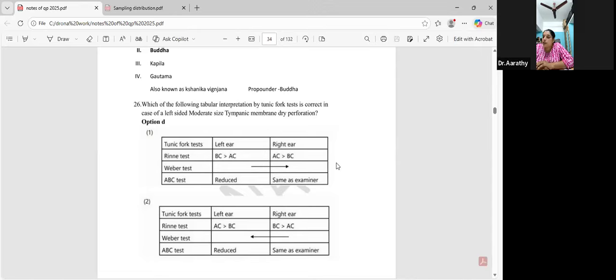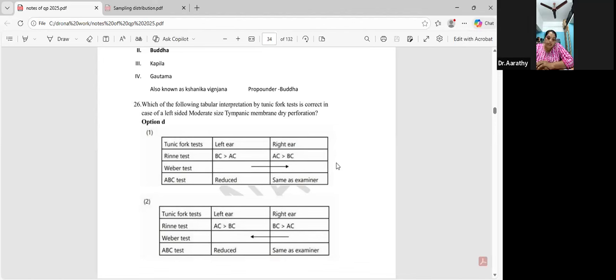With that point, you can omit option number 2. Now you have 3 options. And the right ear, they haven't said anything. So we will assume it to be normal so that AC is greater than BC. Air conduction is greater than bone conduction. Then in a normal ear or in sensory neural deafness, always the AC is greater than BC, which is a condition for Rinne positive.